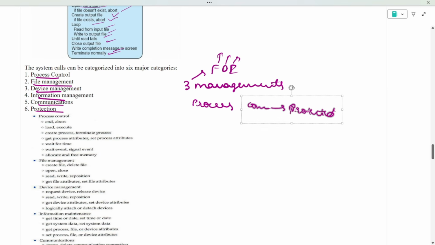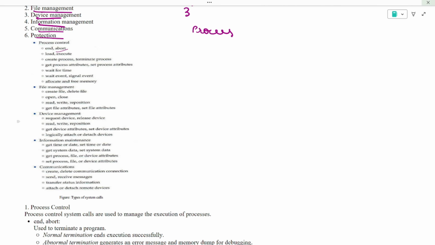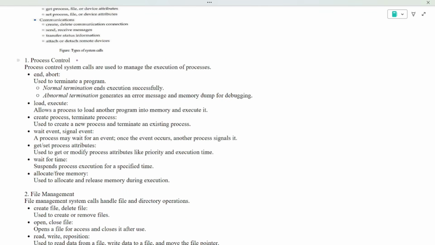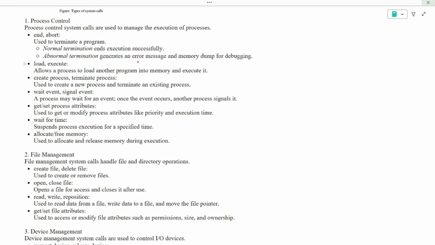Now, for process control: end and abort, load, execute, create process, terminate process, get process attribute, set process attribute, wait for time, wait event, signal event, allocate and free memory. End means normal termination, it ends successfully. Abort means an error message and the memory will be dumped. Load and execute means you load another program and execute it. Create process means you create a new process, and terminate means you delete the existing process.